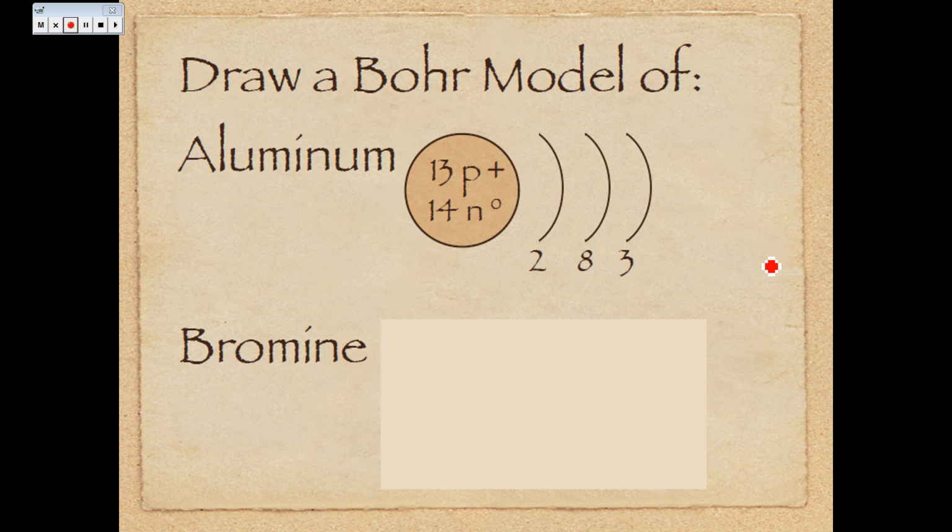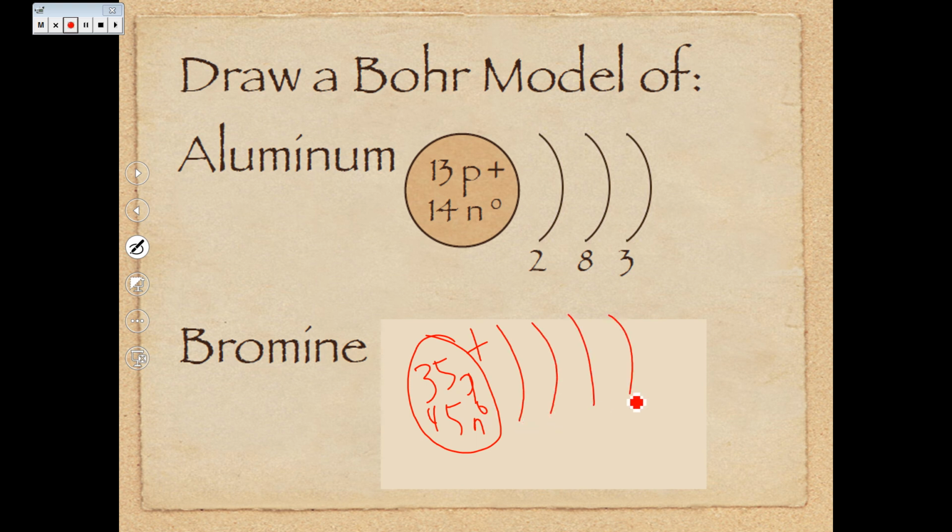Bromine. So bromine has 35 protons, its atomic number. And I'm going to cheat because I, again, don't have a periodic table in front of me right where I am. We're going to put in 45 neutrons, which is its atomic mass minus its atomic number. Bromine is in group number 5. So we're going to, or no, not group, period 5. 1, 2, 3, 4, 5. Its group number is 7. So the 7 goes in first. The rest of them get filled in. 2, 8, 18.